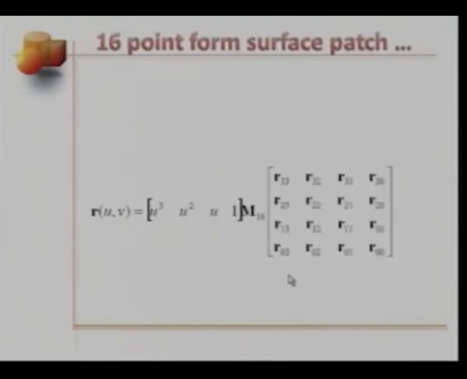So finally, the 16-point form patch looks like R as a function of u and v equals the row matrix u cube, u squared, u, 1, times M16, times the sampling information that we provide to determine the unknown Dij's, times M16 transpose, times the column vector v cube, v squared, v, and 1.